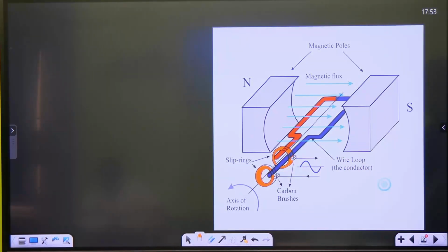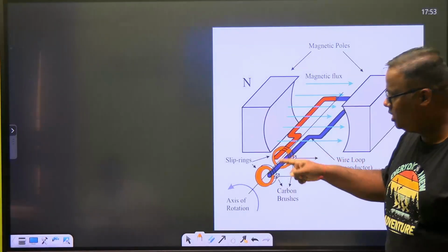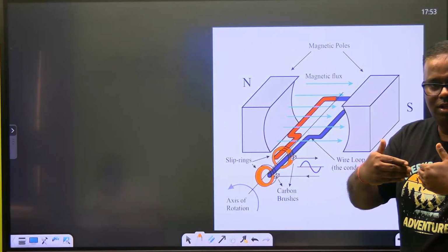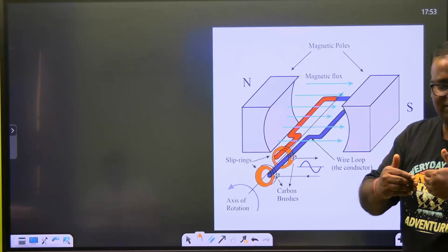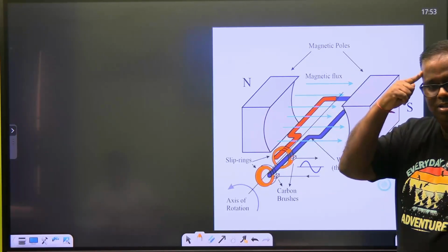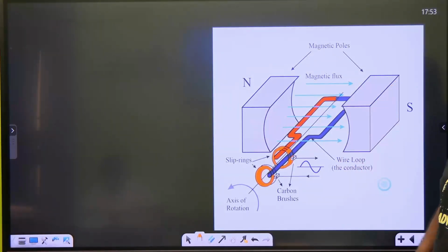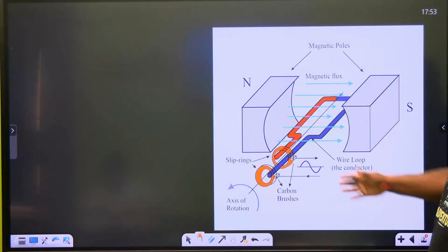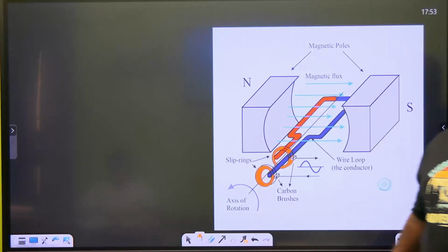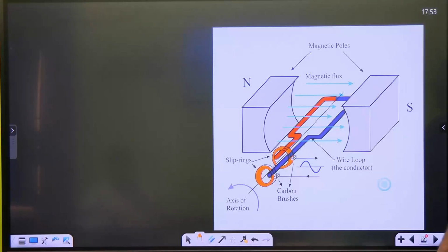But if you see a DC generator, this elongation is not there. They are at the same level, and the rings are cut. So which one? For that wave we will see now. End of the day, we have to get a wave. We have to get the equation of the EMF, which will be your raw material for the next chapter. Okay?